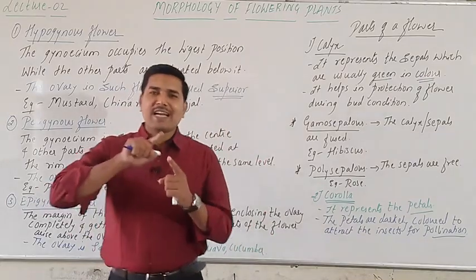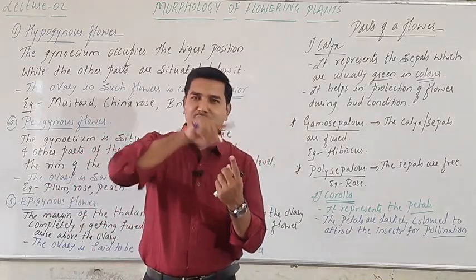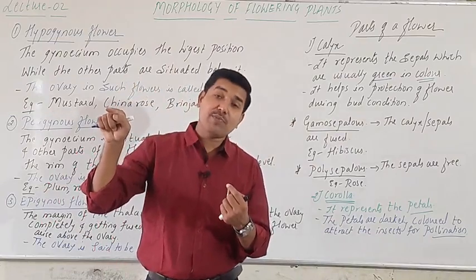Pollination is a transfer of pollen grains from anthers to stigma of a flower for the process of fertilization.